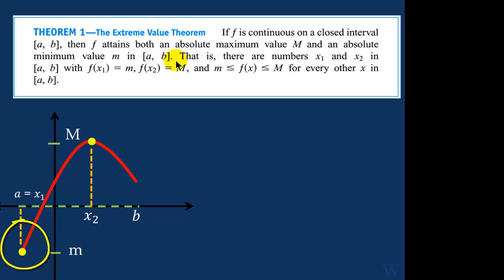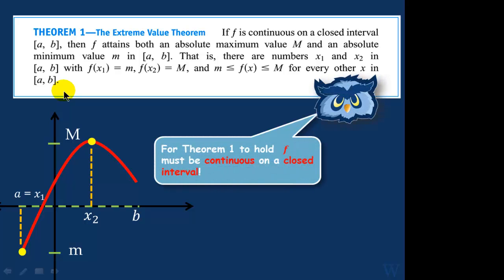What does this mean? It means that you will find an x sub 1 and an x sub 2 in the closed interval [a, b] where f of x sub 1 is the minimum value and f of x sub 2 is the maximum value. And that would mean that, of course, all the y values will stay between the absolute minimum and the absolute maximum for all the other x's in the interval [a, b].